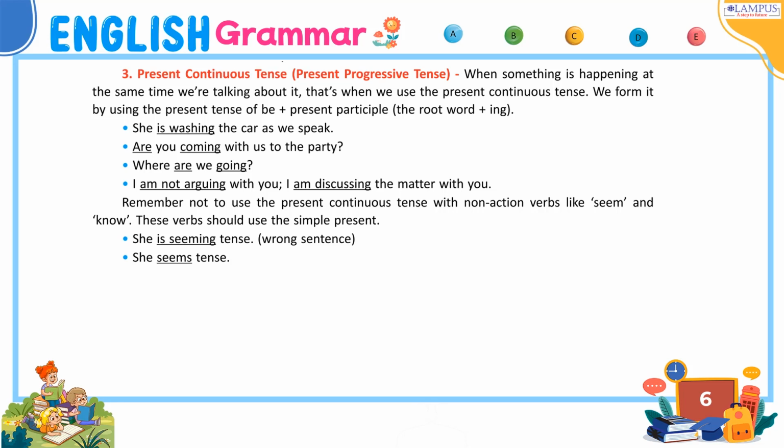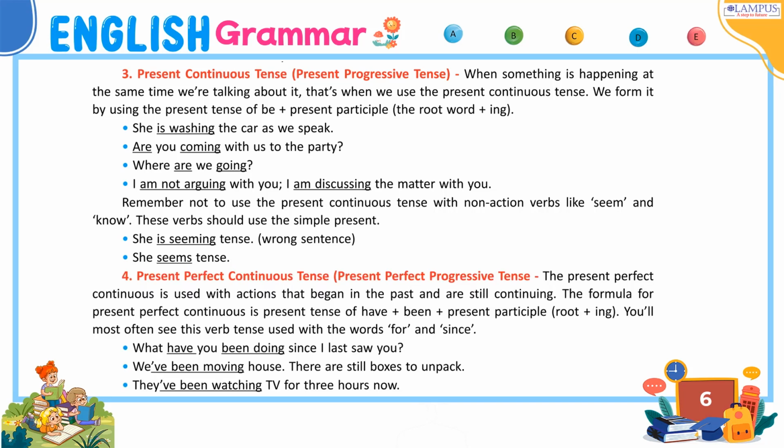Remember not to use the present continuous tense with non-action verbs like seem and know. These verbs should use the simple present. She is seeming tense. Wrong sentence. She seems tense.